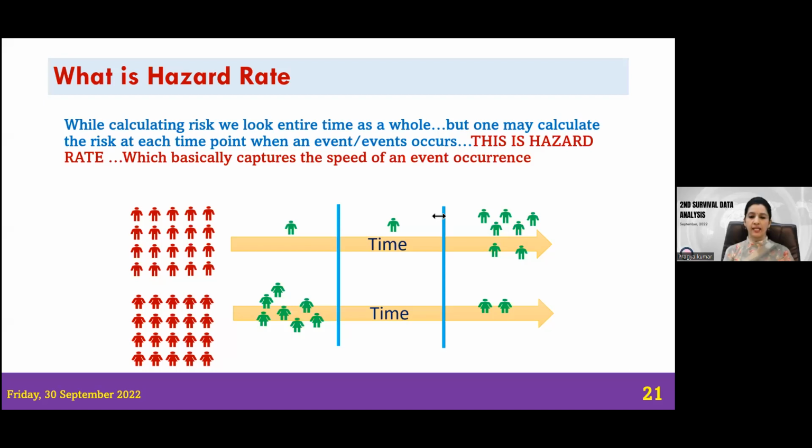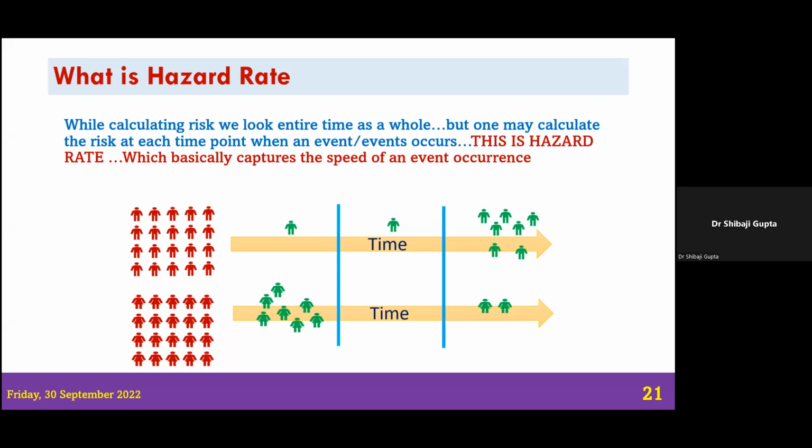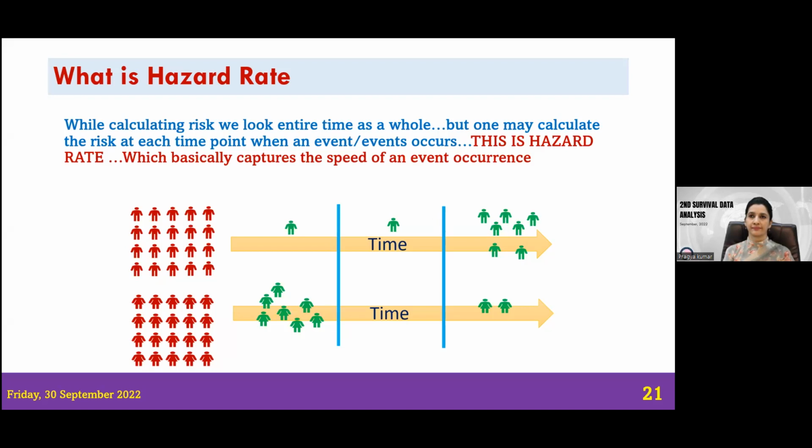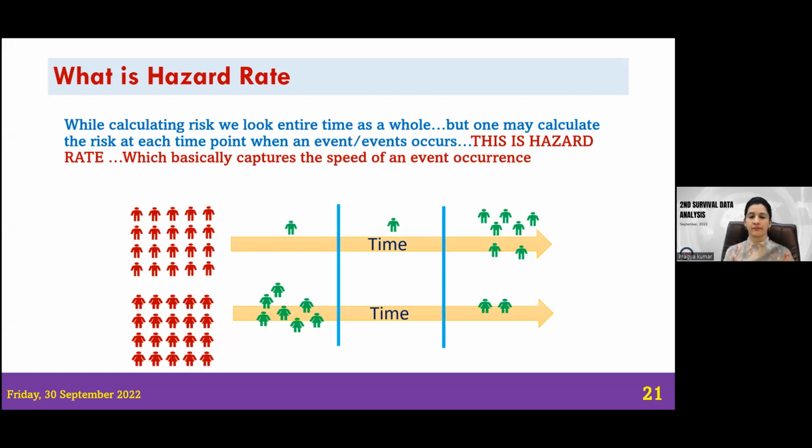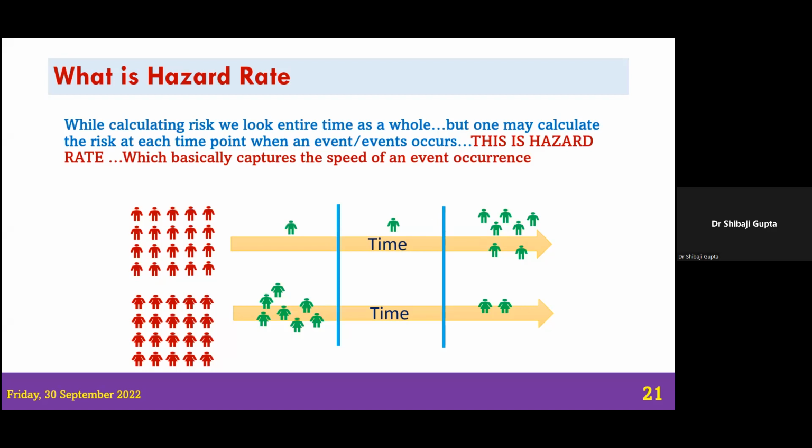Okay, so any more questions before we go further? Madam, I just need to clarify one thing. Yes, Dr. Shivaji? At the beginning of today's session, you said hazard ratio is time dependent odds ratio. Yes. But is it only for Cox that this ratio remains constant?